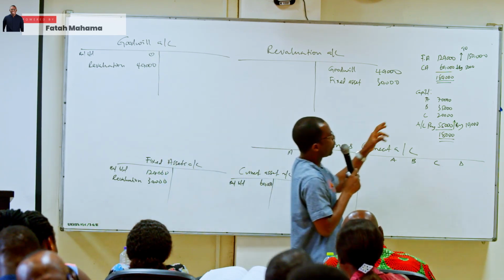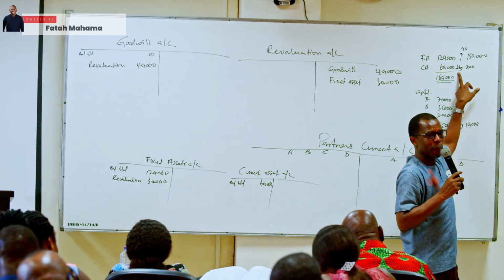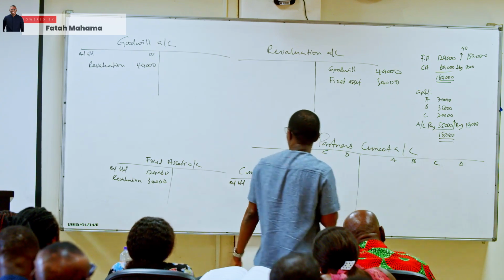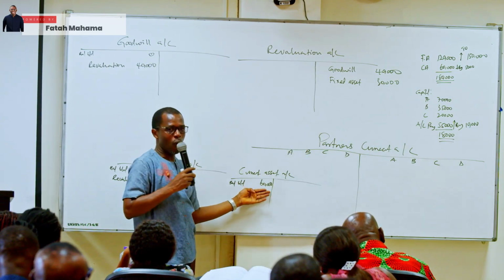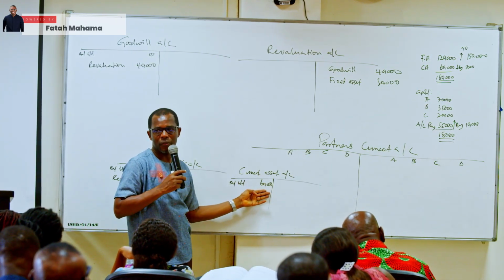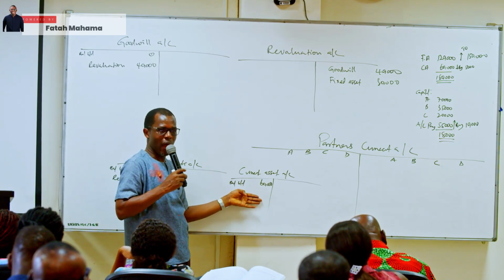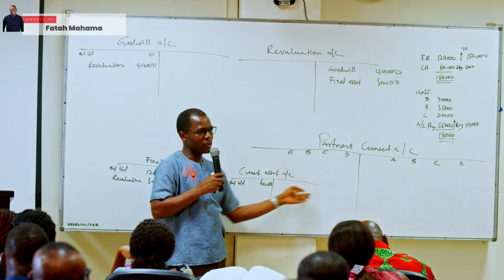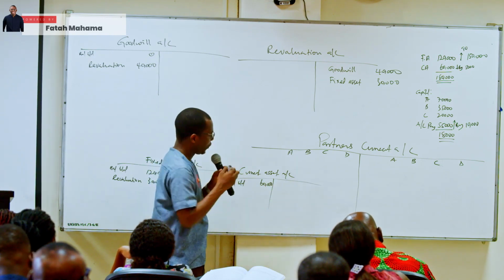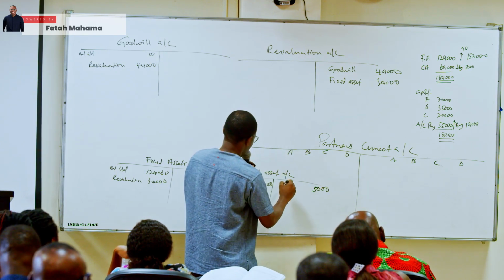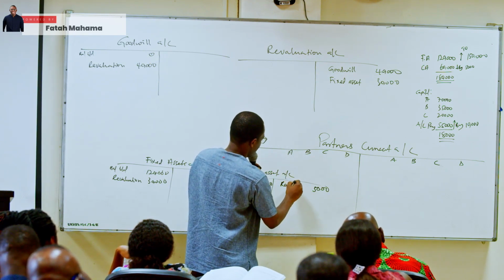Now, I'm supposed to reduce that by 5,000. Yeah? The only way this can go down is for me to cancel 5,000. Right? And it's an asset. So if I want to cancel, I should be putting it on the opposite side. Cancel it. Right? So I'll put 5,000 here. The description being what? Revaluation.